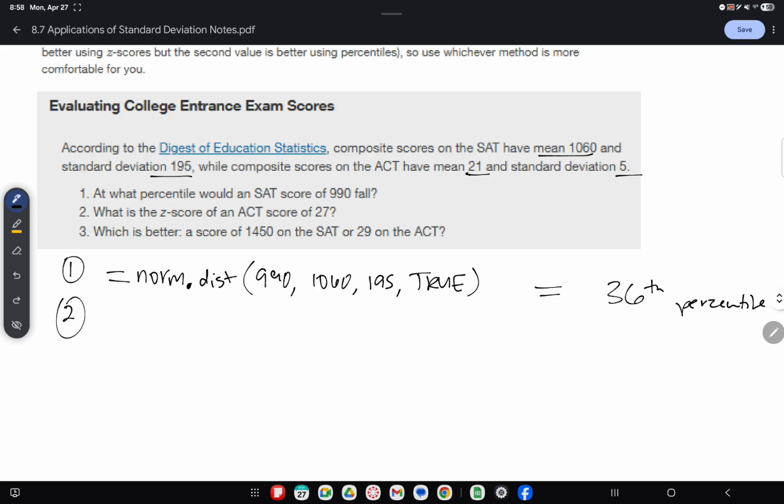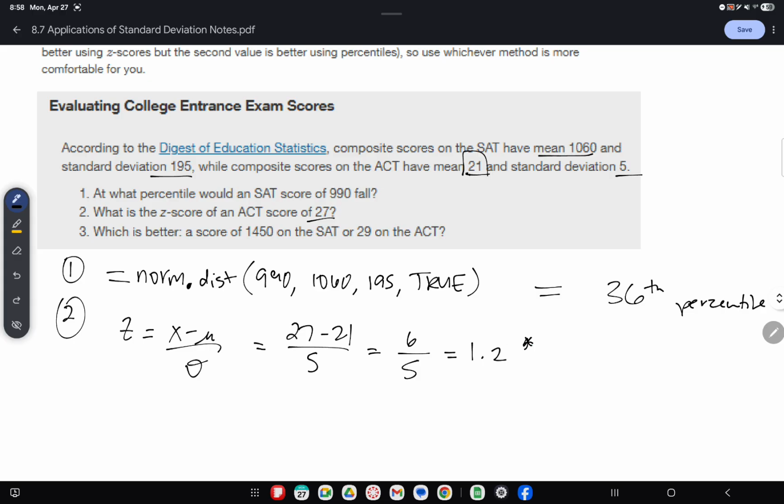All right, that second one. What is the z-score of an ACT score of 27? So remember, z-score is data value minus the mean over standard deviation. So 27 minus the mean, this time it's 21, and then the standard deviation of 5. So let's see, 27 minus 21 is 6. 6 over 5 is 1.2.